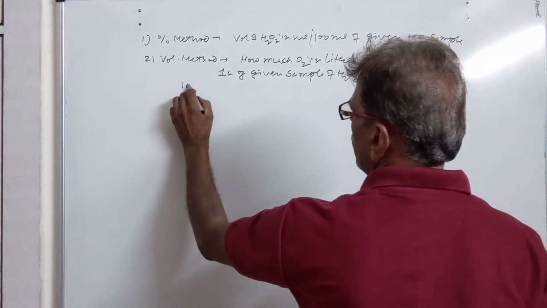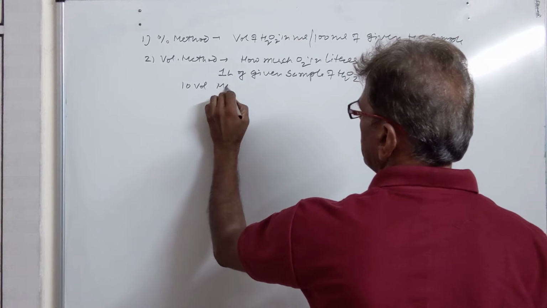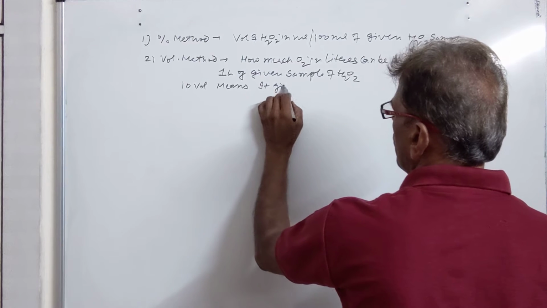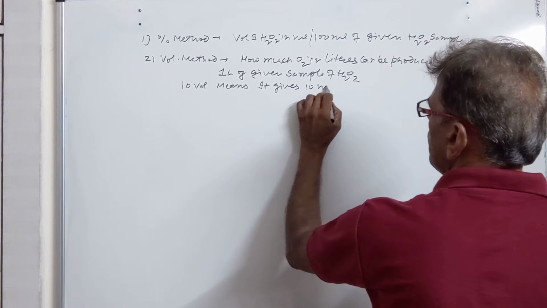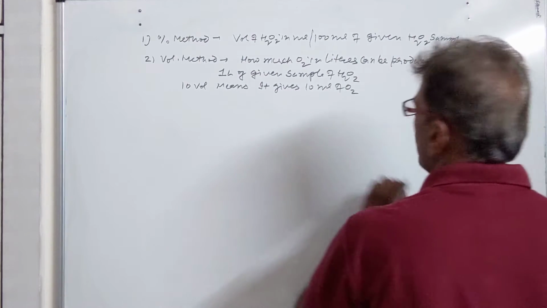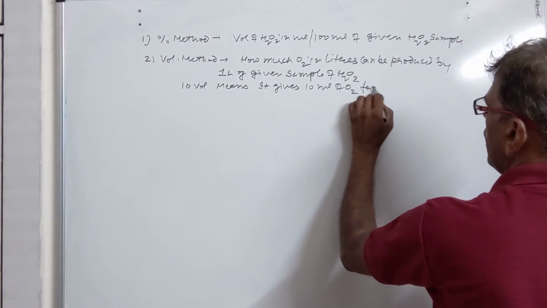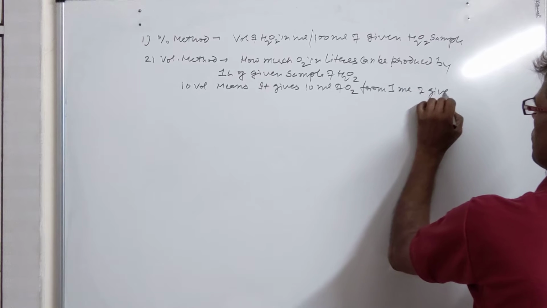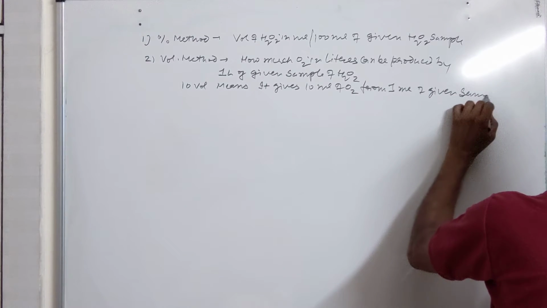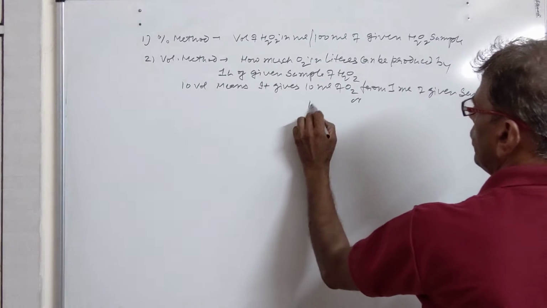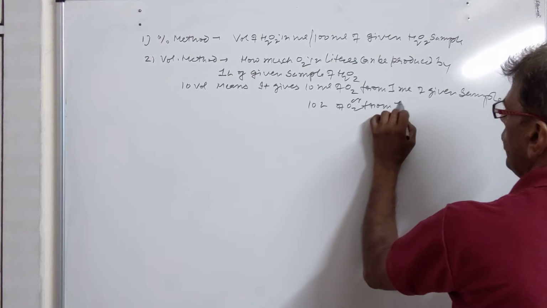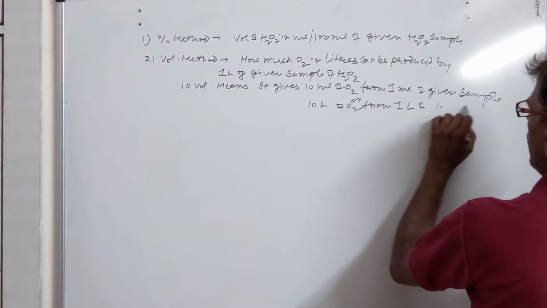Suppose I say 10 volume, it means it gives 10 ml of O2 from 1 ml of the given sample, or 10 liters of O2 from 1 liter of the given sample.